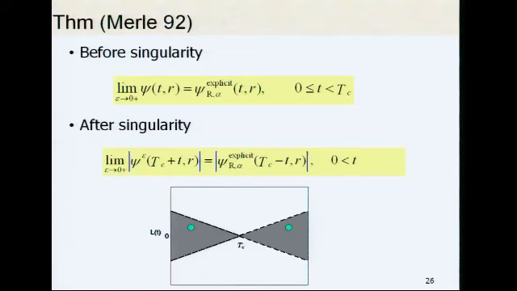After the singularity, if you look at the absolute value of psi epsilon at tc plus t, it's equal to this explicit solution at tc minus t. In other words, the value here is equal to the value here. So there is a reflection or symmetry with respect to tc. Therefore, if you look at the width of the solution, it's linear both before the singularity and after the singularity.